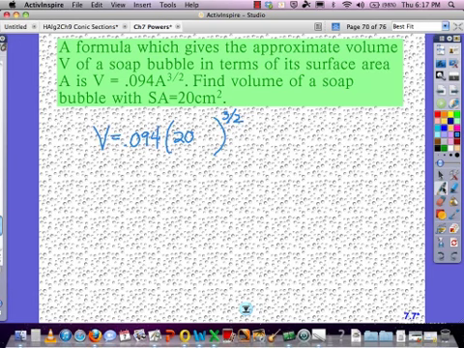And now we're getting a volume of 8.40761-ish, so 8.41-ish approximately is our answer. And going back to the label, we had centimeters squared, so our volume would be centimeters cubed. So that's what we're looking at, how we can analyze.